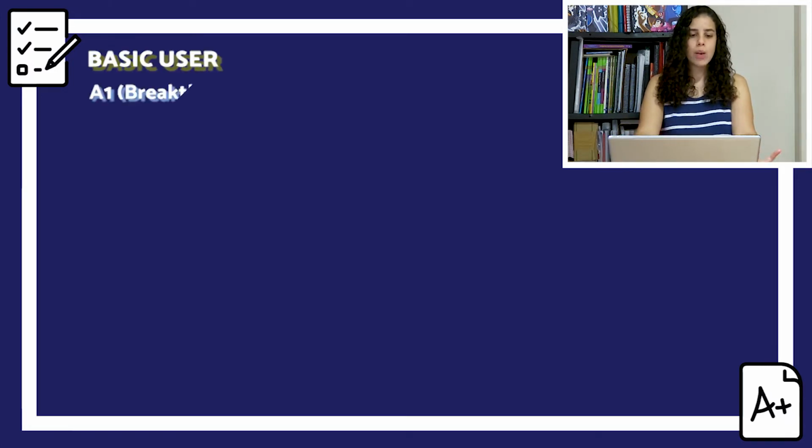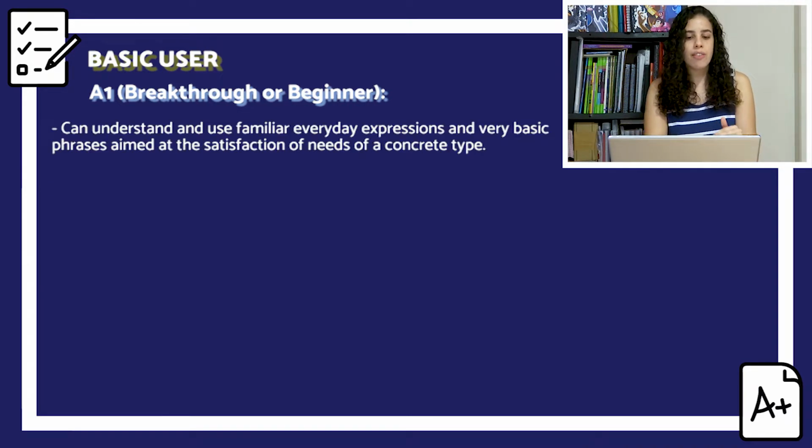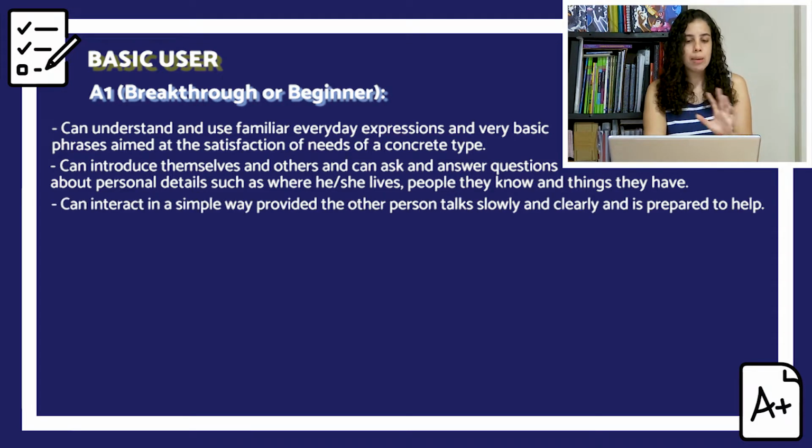Basic user. A1, breakthrough or beginner. Can understand and use familiar everyday expressions and very basic phrases aimed at the satisfaction of needs of a concrete type. Can introduce themselves and others and can ask and answer questions about personal details such as where he or she lives, people they know, and things they have. And can interact in a simple way provided the other person talks slowly and clearly and is prepared to help.